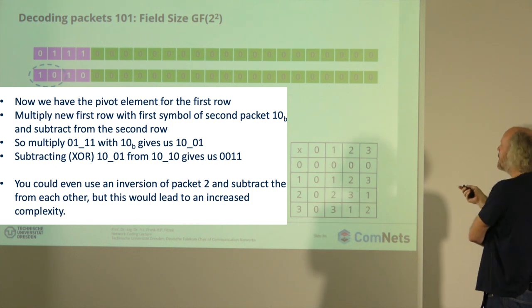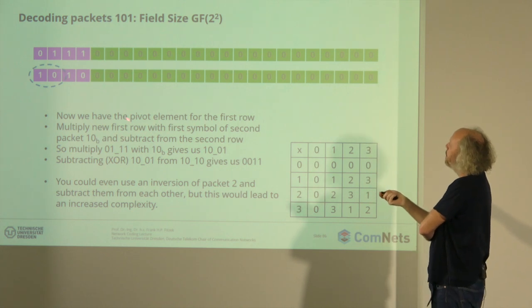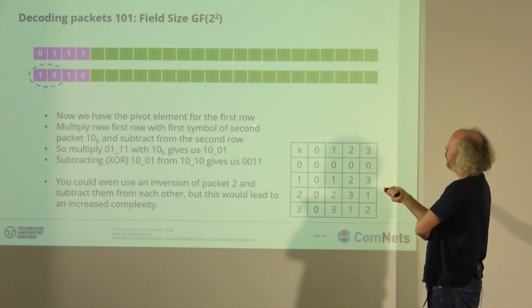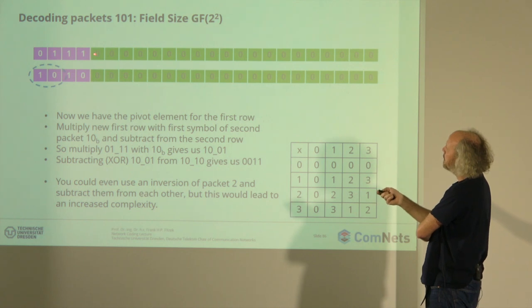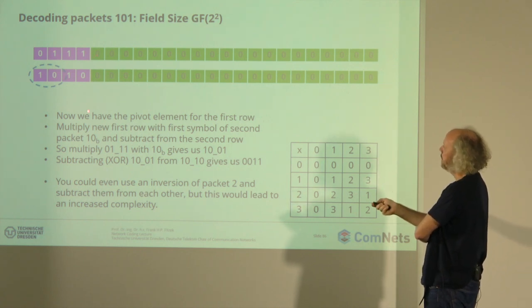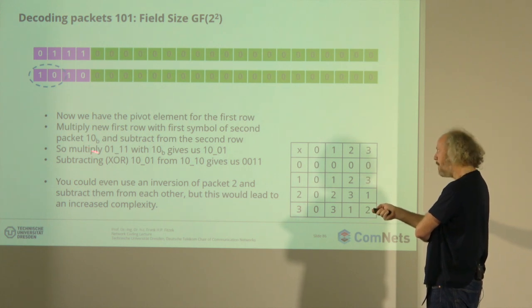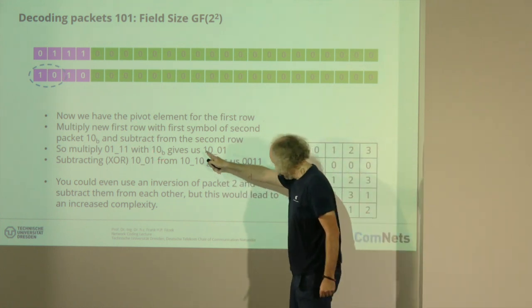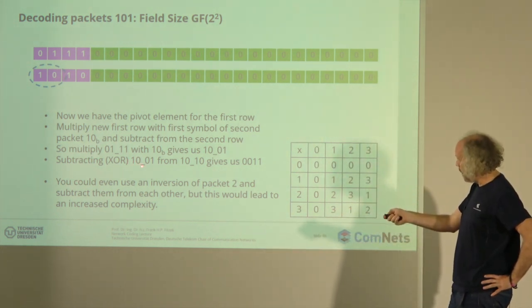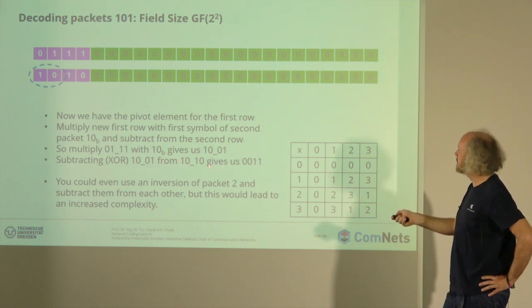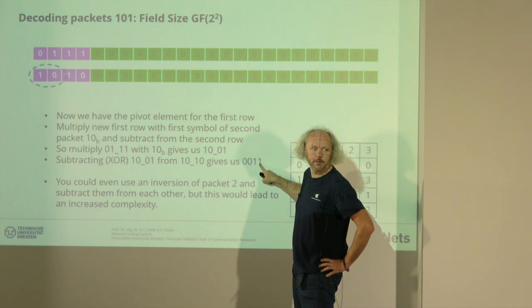And then it becomes a little bit tricky. Now we have the pivot, that we call pivot, because here's a 1, right? For the first row, multiply the new first row with the first symbol of the second packet, which is 0 bit, and subtract it from the second one. So we take this symbol, multiply it with this, take this, multiply with here, here, here, here, and then we subtract it, right? So we have to multiply 0, 1, 1, 1 with this one, which gives us 0, 1, 0, 1. And then we're subtracting another XOR, 0, 1, 0, 1 from 1, 0, 1, 0, and this gives us 0, 0, 1, which is good.